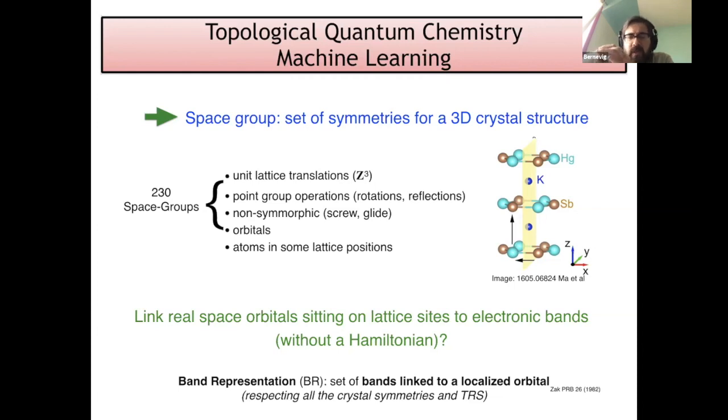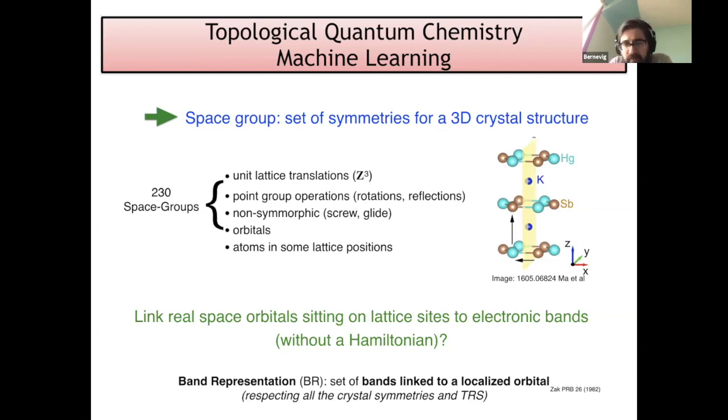The first thing that we want to do is establish a link from real space orbitals to electronic bands that doesn't involve Hamiltonians, that doesn't involve any quantitative energy information or hopping parameters, and involves only symmetries.